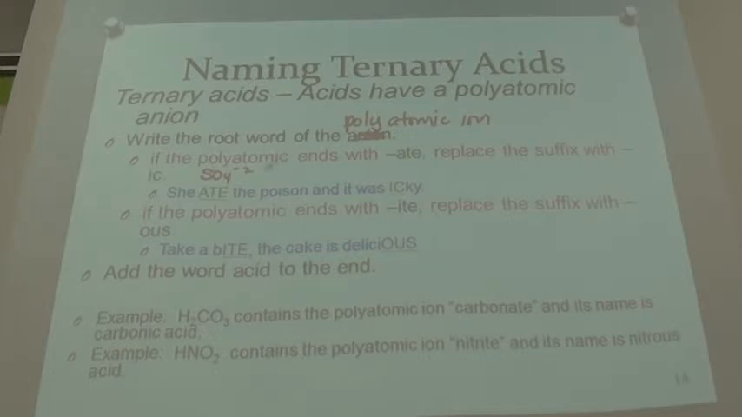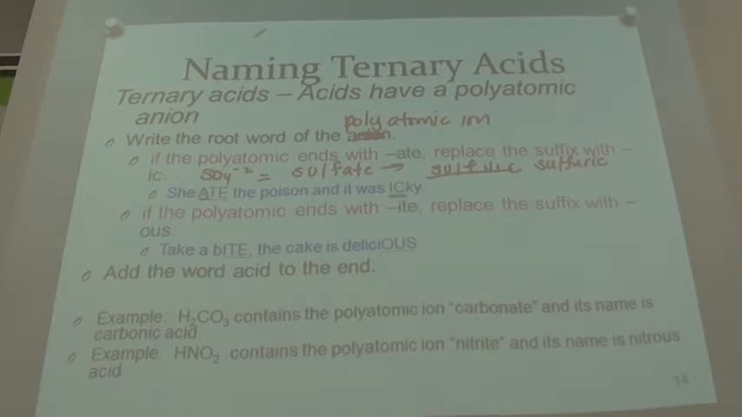First of all, what is this polyatomic ion called? Sulfate. What are you going to change it to? Sulfic. Pretend that's spelled right. Sulfic. And actually, they call it sulfuric. Not quite sure why they do that to you. Sulfuric. But the ATE has been changed to IC.